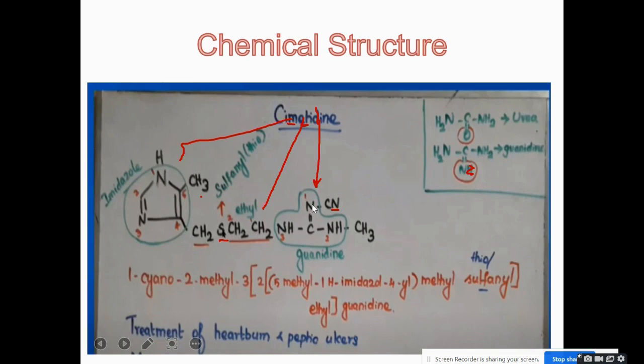Here the nitrogens are numbered as 1, 2, and 3. What is guanidine? Guanidine is NH2 C double bond NH2. So one of the H is replaced by a cyanide group. Here we will write 1 cyano, 2 methyl, 3, from 3 the second carbon is attached with sulfur, and the second carbon consists of 5 methyl. So 3, 2, 5 methyl, 1H imidazole, 4 yl sulfonyl ethyl guanidine. This is the IUPAC name to understand the structure of cimetidine.